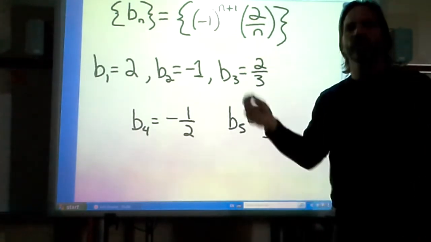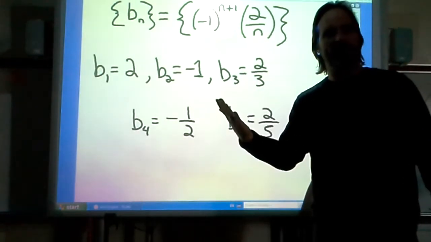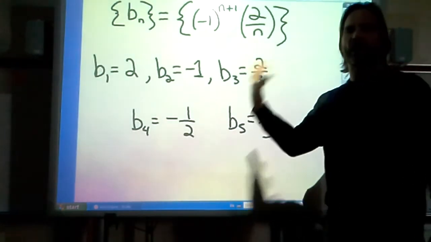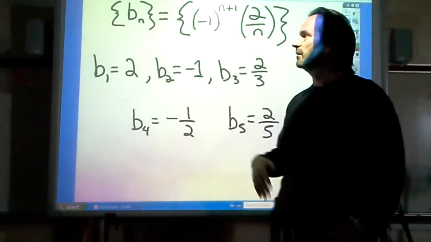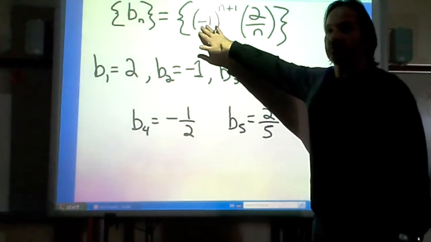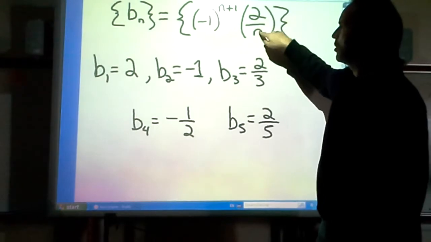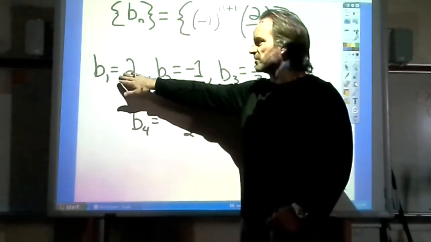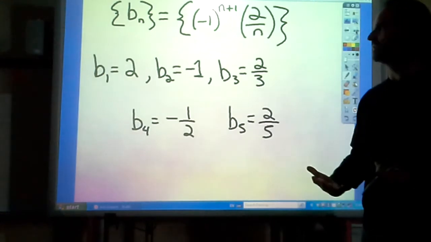Because you notice negative 1 to an even power, like 2, 4, 6, 8, is always positive, and negative 1 to an odd power, like 1, 3, 5, is going to be negative. So if you plug in 1 here and get 1 plus 1 is 2, that's negative 1 squared, which is positive. And I put 1 down here, 2 over 1 is 2, my first term is 2. So here's an example of me getting the first 5 numbers of a sequence.